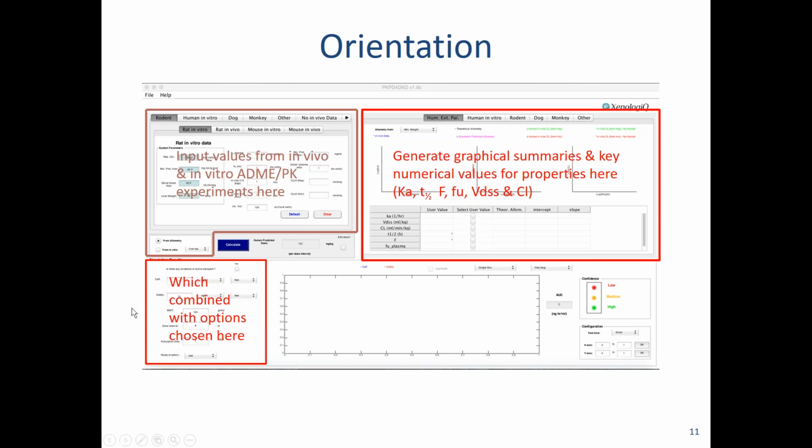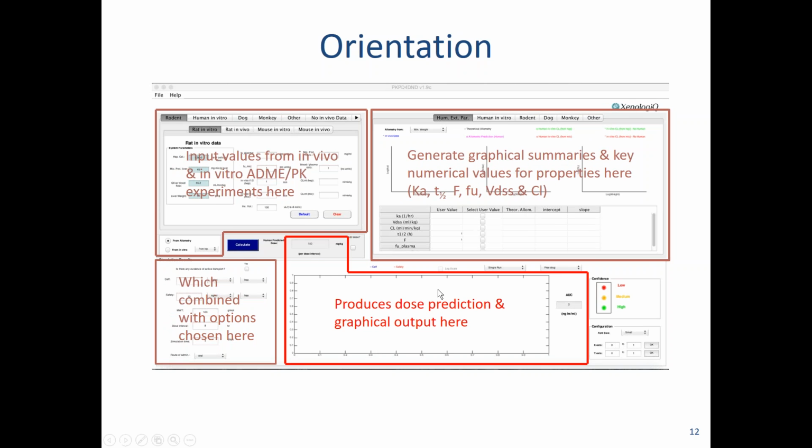And then you combine these key parameters with options that you choose down here. So these are options like the dose frequency, molecular weight of the compound, C efficacious, C safety, that kind of thing. And they produce the dose prediction and a graphical output of the plasma concentration time course down here.